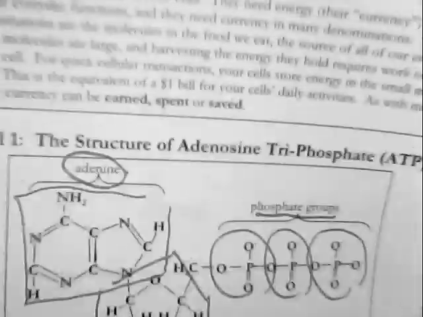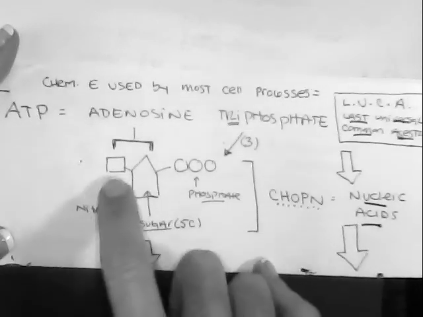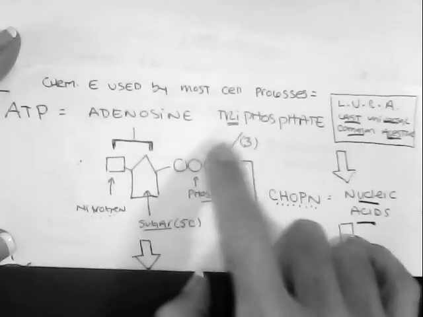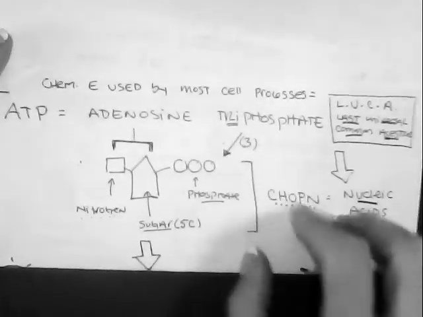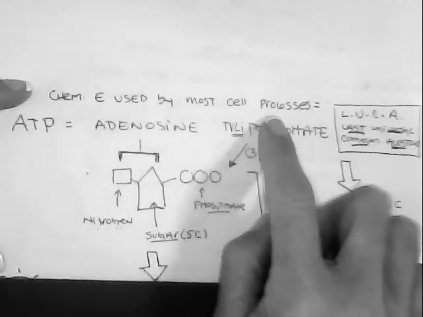So when we talk about adenosine triphosphate, adenosine is actually the combination of the adenine and ribose. So the nitrogen and sugar get put together and his name becomes adenosine. Triphosphate, just like it sounds, is our 3 phosphate groups. Now the most important thing about ATP is that it is the chemical used by most of the cell processes.